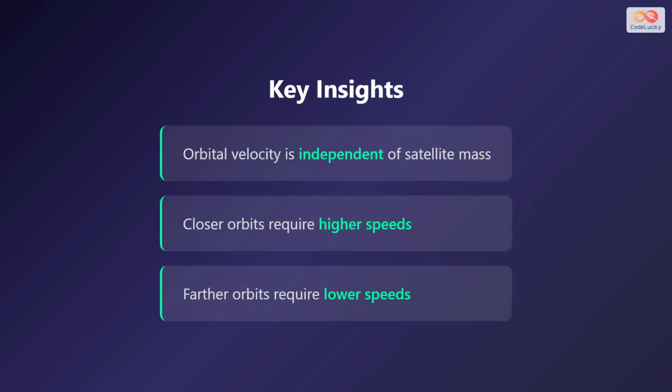Let's highlight three important insights from our orbital velocity formula. First, orbital velocity is independent of the satellite's mass. A tiny CubeSat and the International Space Station need the same speed at the same altitude. Second, closer orbits require higher speeds. Satellites near Earth must travel faster to avoid falling. Third, farther orbits require lower speeds. The Moon, which orbits much farther from Earth, moves much more slowly than satellites in low Earth orbit. This inverse relationship between distance and speed is fundamental to understanding orbital mechanics.